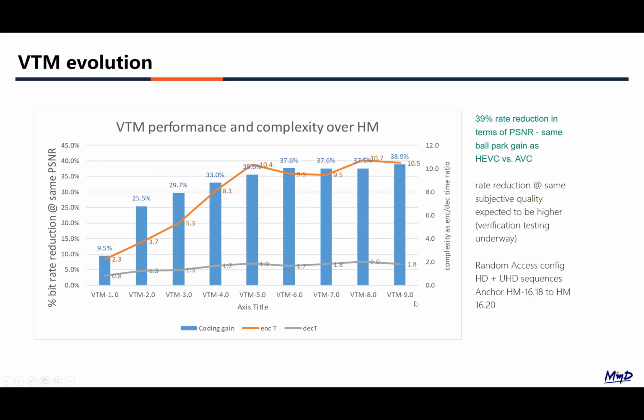And by VTM 9, basically we achieve a 39% rate reduction. Thank God it's not 3.9. 39% rate reduction in terms of PSNR, which is roughly the same ballpark gain when you look at HEVC when it was being finalized compared to AVC.